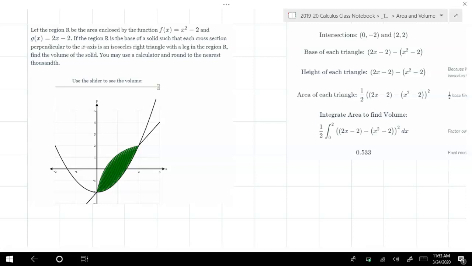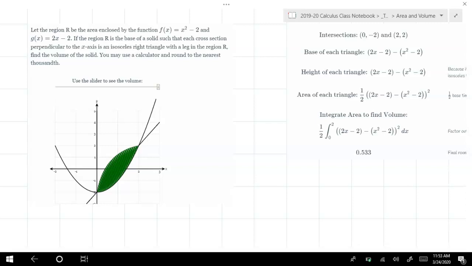When you're doing this lesson on Delta Math, move the slider back and forth so that you can see the volume change as the x goes from left to right. Drag it all the way back and then drag it slowly from left to right to see the volume build. So with known cross sections, we just found area between two curves.